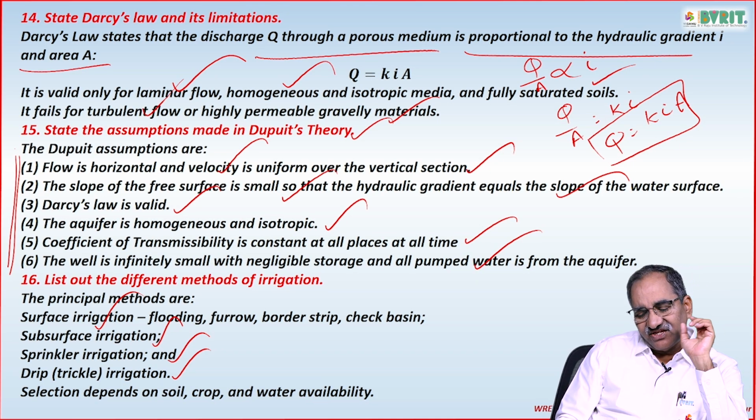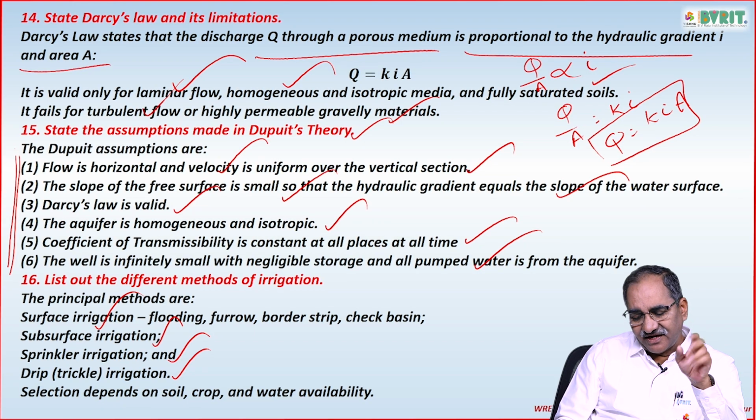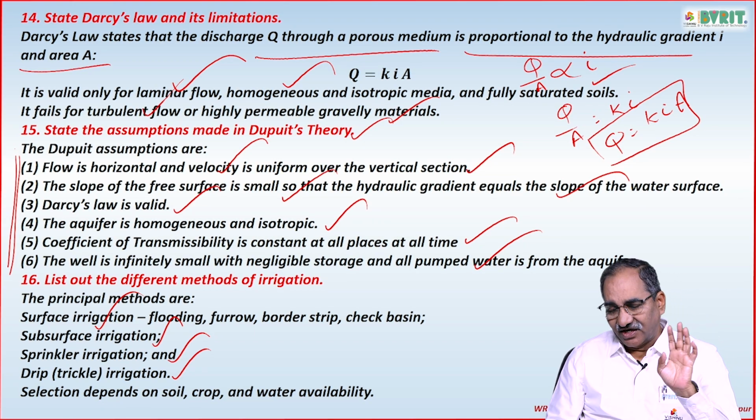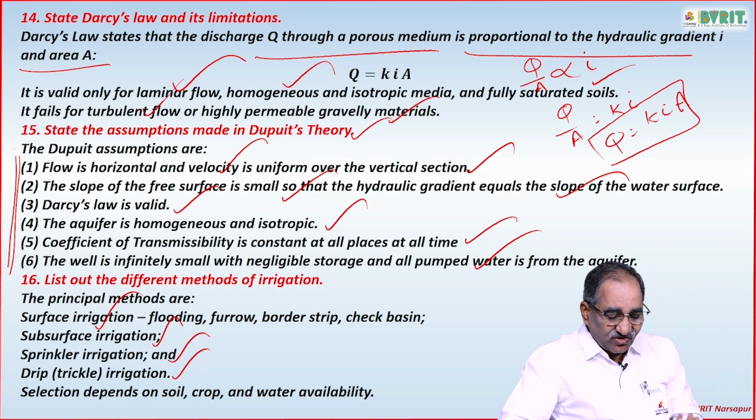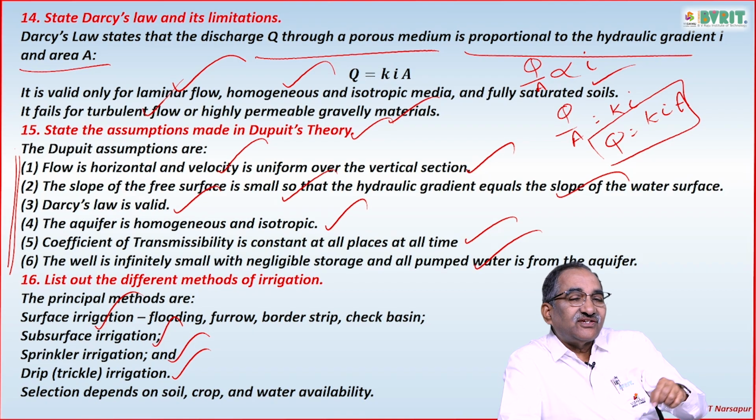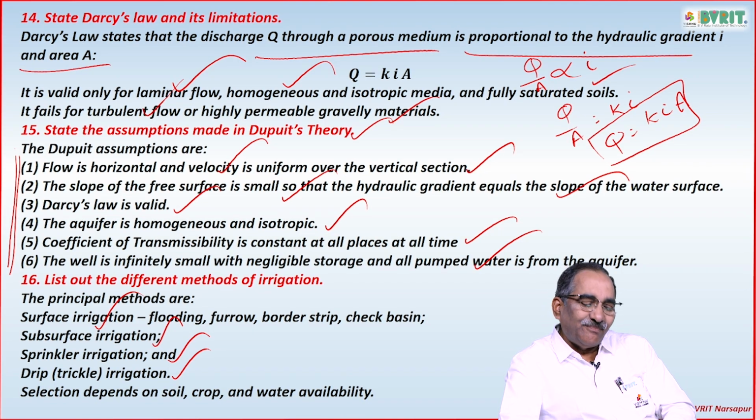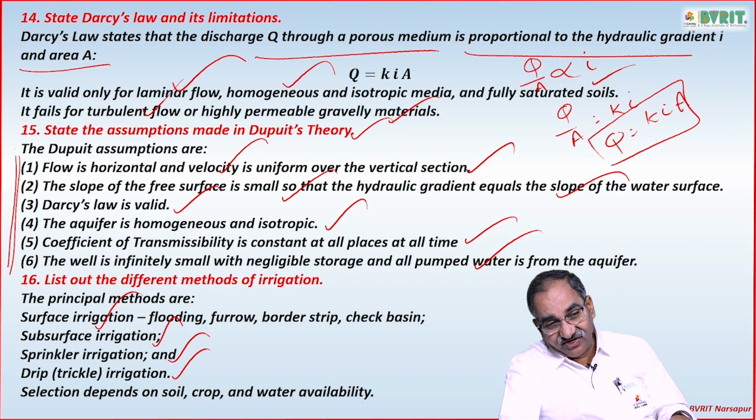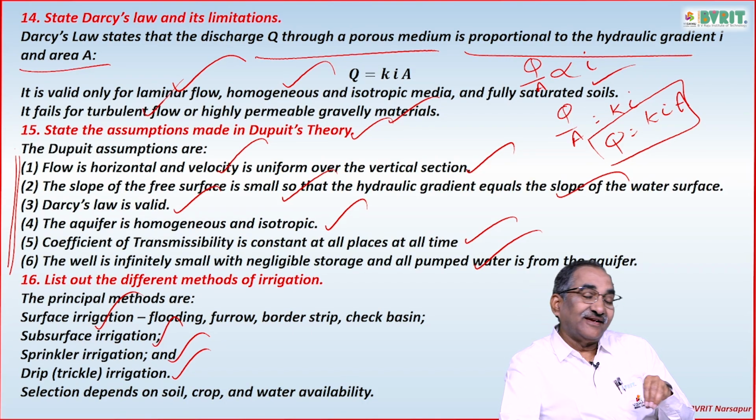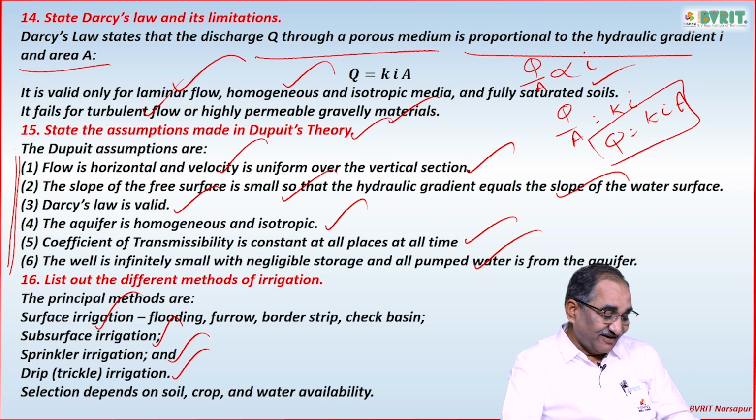In surface irrigation, again we have flooding, controlled flooding, furrow method, border strip method, check basin method, like that. The selection of method, which way you want to apply the water, all depends on the soil characteristics, the crop which you are growing, and the third one is the availability of water.